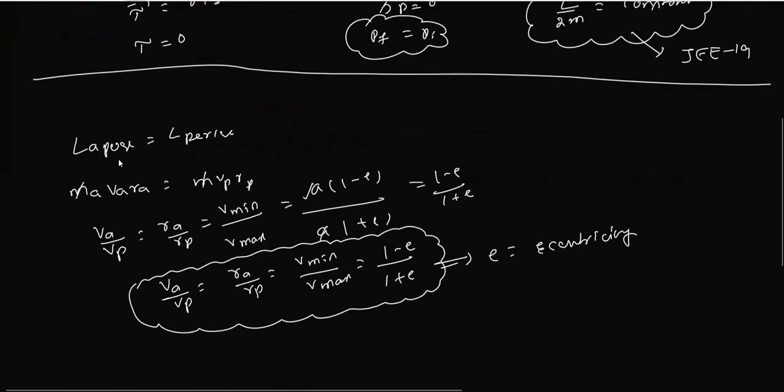And we know that L apogee equal to L perigee, means angular momentum at apogee distance equals angular momentum at perigee distance. So M into VA into RA equal to M into VP into RP. M will get cancelled. VA by VP equal to RP by RA, V minimum by V maximum. So A will get cancelled by substituting those values here, 1 minus E by 1 plus E. And again I concluded here, those are all the values. Here E is nothing but the eccentricity of the ellipse, which we have to understand.